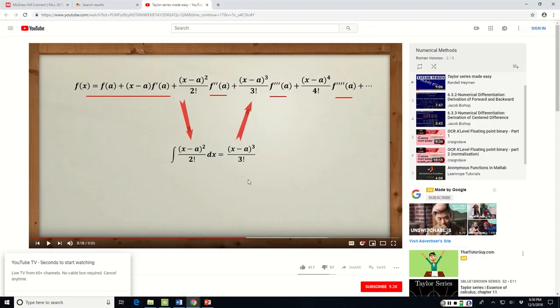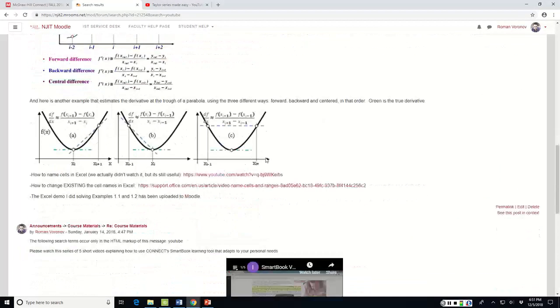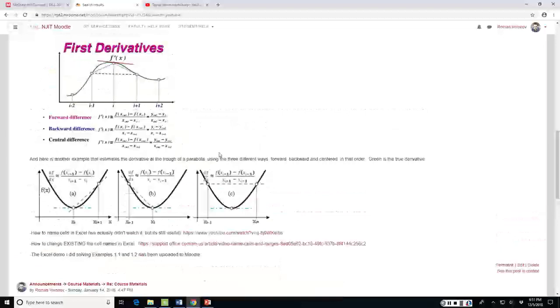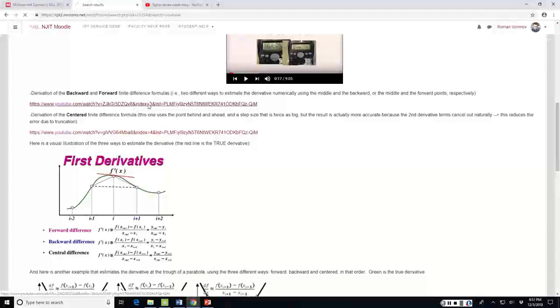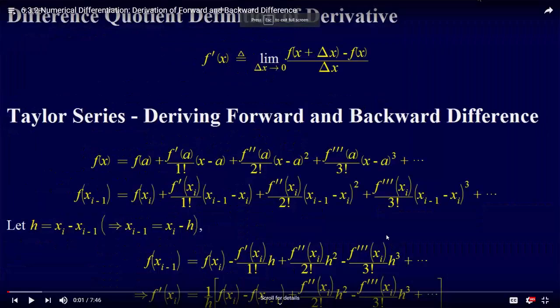So that's what the Taylor derivative does. The next video shows how to derive the forward and the backward difference.